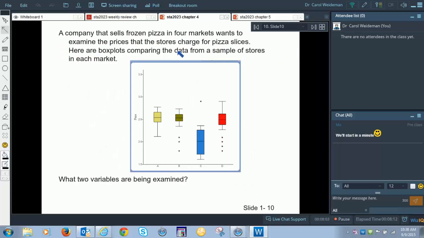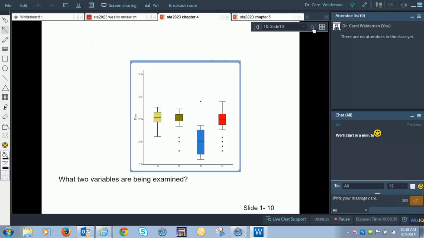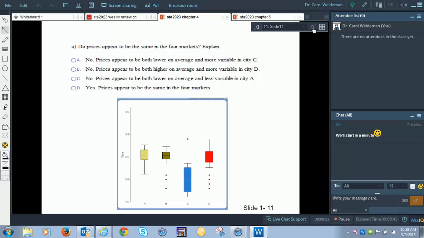Okay, let's look at a couple problems that you'll see in your homework. A company sells frozen pizza in 4 markets and wants to examine the prices that the stores charge for pizza slices. Here are box plots comparing the data from a sample of stores in each market. What are the two variables being compared? When you make a display or read a display, you want to make sure you understand the information. So we're looking at what? We're looking at pricing. And then along the x-axis here, we're looking at a sample of stores. So you want to keep in mind what it is that you're examining.